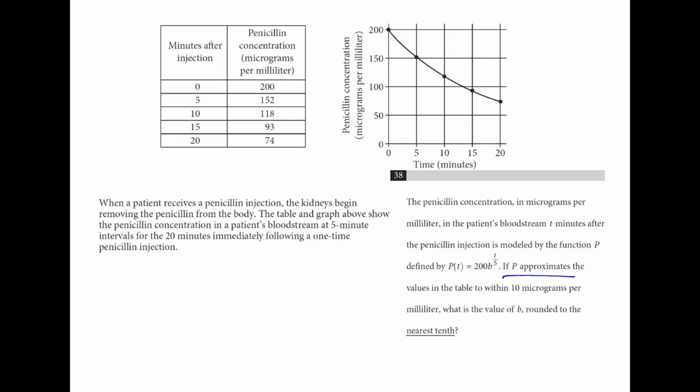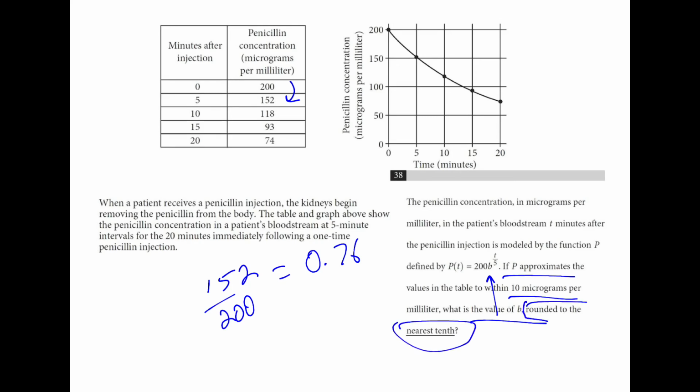If P approximates the values in the table to within 10 micrograms per milliliter, what is the value of B rounded to the nearest tenth? So B is the growth factor. How much this initial value of 200 changes when T increases by 5. Notice it went from 200 down to 152. So if you take 152 divided by 200, that is 0.76. They want you to round to the nearest tenth, so you can't leave it at 0.76. You round up to 0.8.